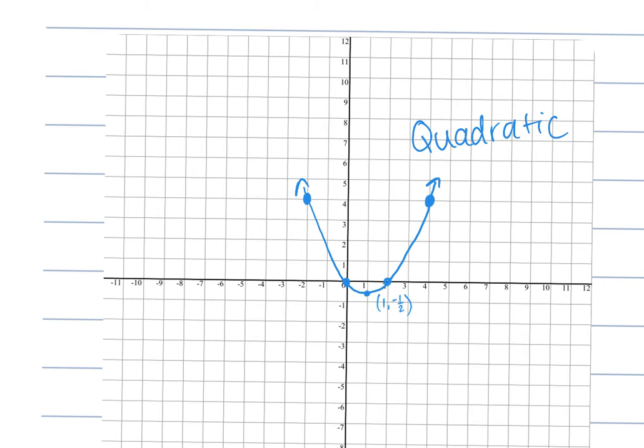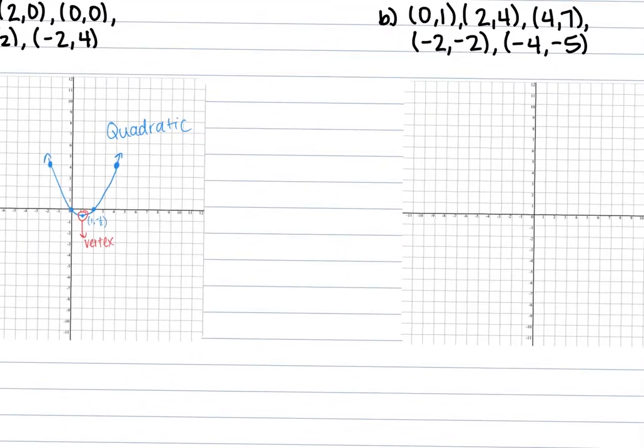That's easy enough, right? Which of those points is my vertex? Was it the half? It is the half one. Why? It's the one in the center. It lies on our axis of symmetry. It's the lowest point. However you want to describe it, but that is our vertex. Please label it. And let's move on to number 2.